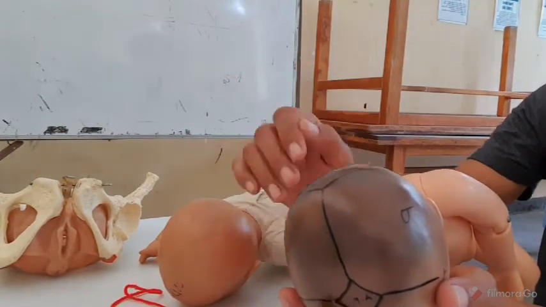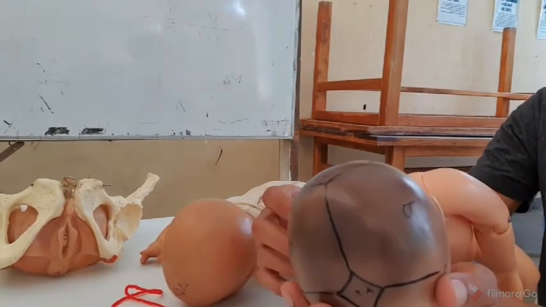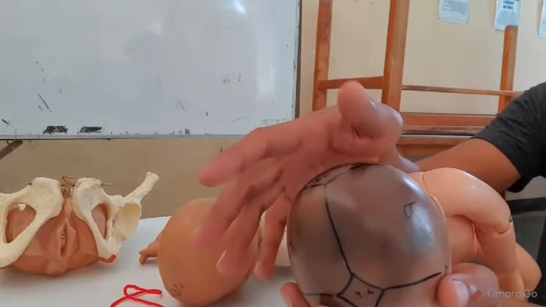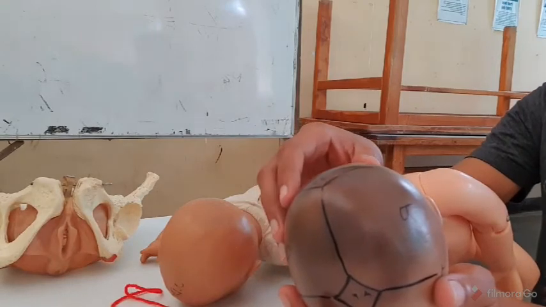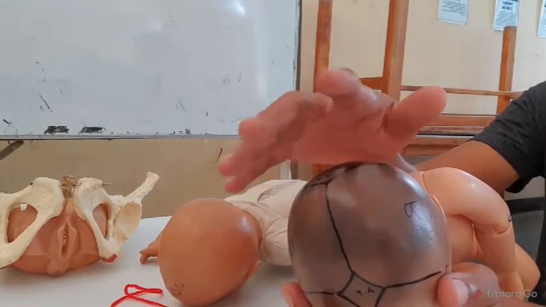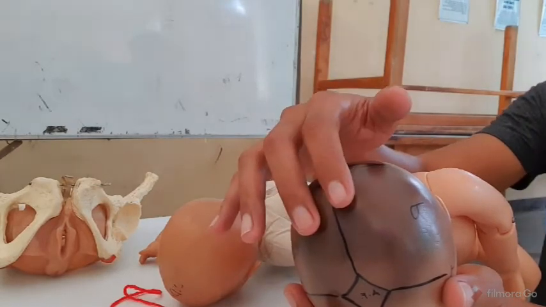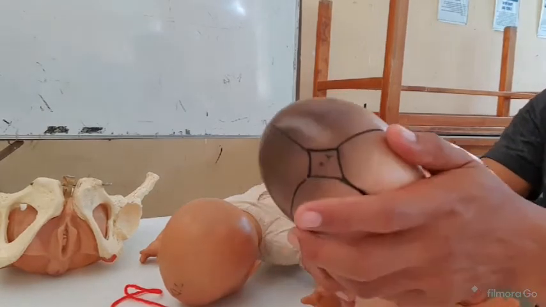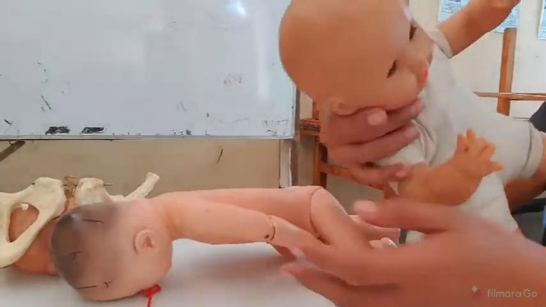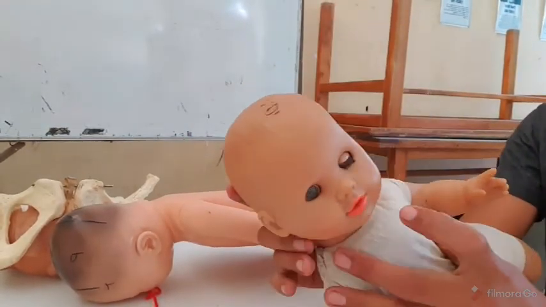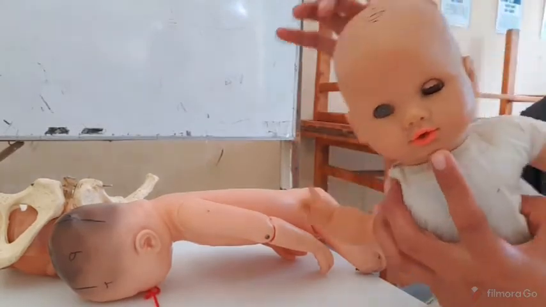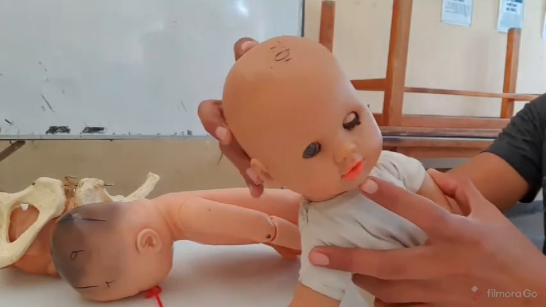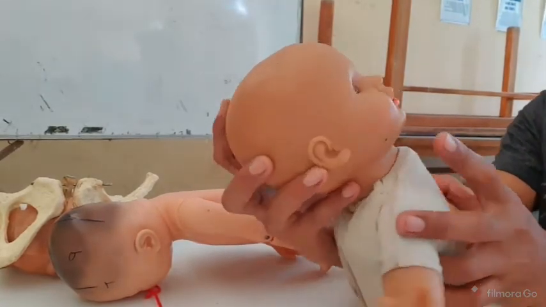So another advantage in a vertex presentation, which is the ideal presenting diameter, is the presence of the suture line that again facilitates molding, thereby reducing the diameter of the fetal skull. So we have the brow presentation. So in brow presentation, let me use this one. In brow presentation, the presenting diameter is from the chin going to the highest point of the vertex, wherein the position of the fetus is slightly extended.